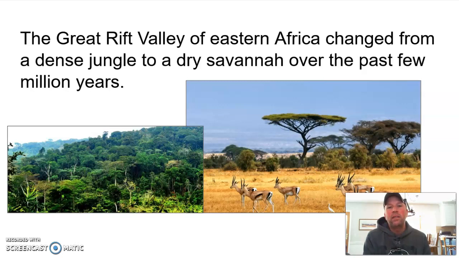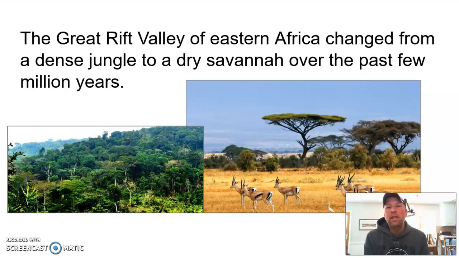We also know some information about that environment in Africa where our ancestors evolved. We know that in the eastern part of Africa, in what's called the Great Rift Valley, over the last few million years, the climate has changed dramatically, and it's gone from an area that was largely a dense tropical jungle, where the primates would have lived most of the time in the trees, to a drier sort of grassland that we call a savanna. On the right there, we see the picture of the savanna, and there's still some trees, but also spaced out with large open areas of grasslands.